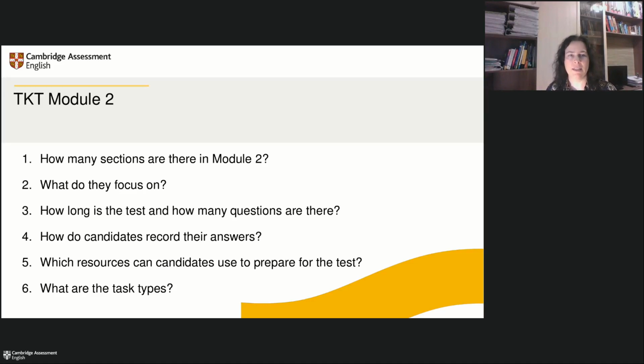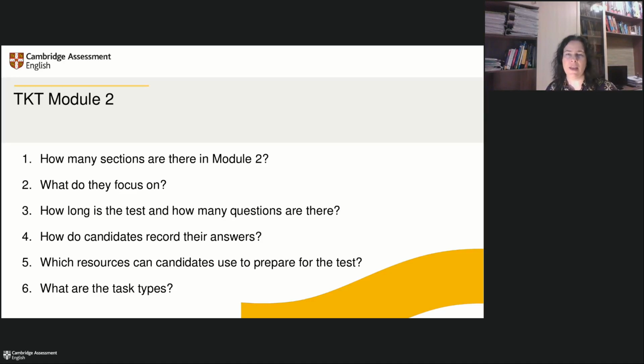Right, so the task types are the same. The resources that you can use are basically the same, and that's why I showed you the same slide with all the free materials and the course books I've mentioned. You will have to transfer your answers to the answer sheets. Otherwise, they won't be counted. And the areas we'll be talking about in a moment.